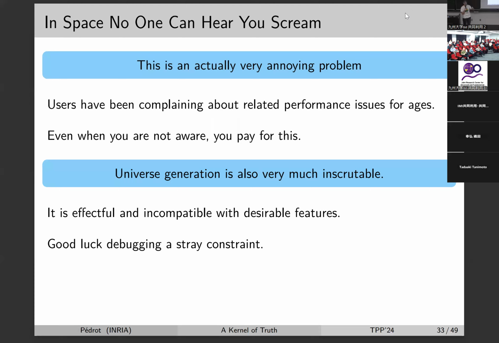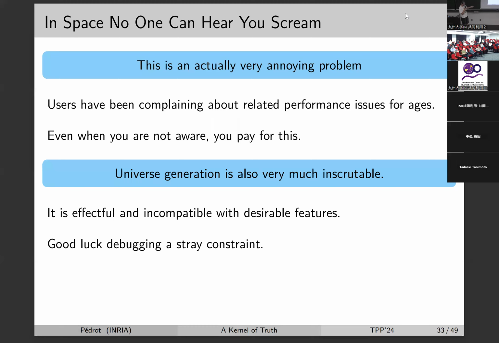So in particular, you cannot evaluate things in parallel in Coq. You have to be careful about the order of evaluation because it might change the actual value of your terms depending on the way the universes are unified. So this is really horrible.